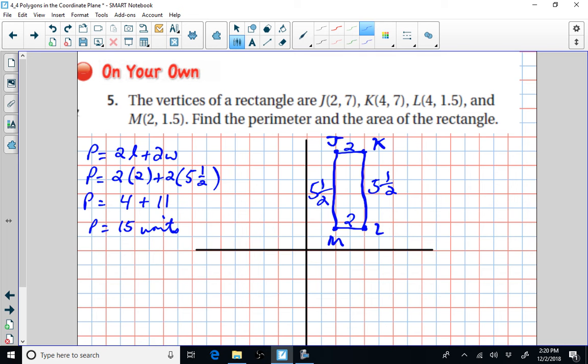We don't know if they're linear, well, they're linear units, but we don't know what linear units we'd be using there, so you just say 15 units. And that would be the perimeter of the rectangle that we just drew.